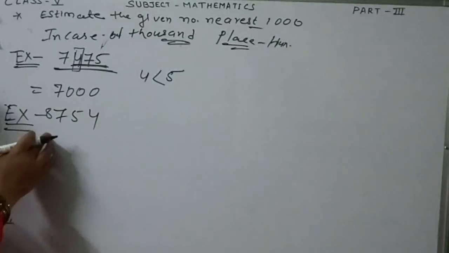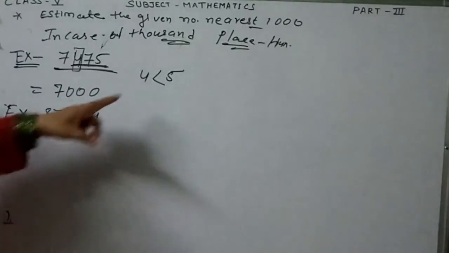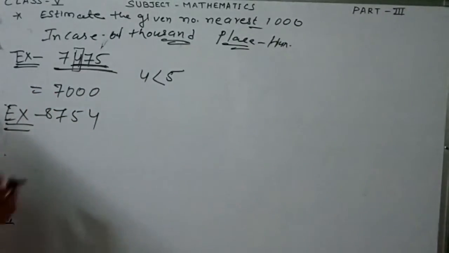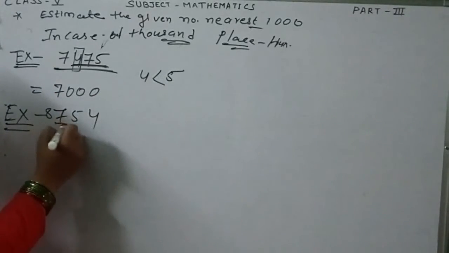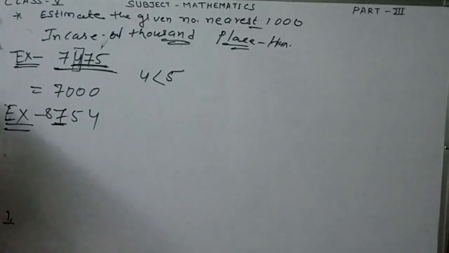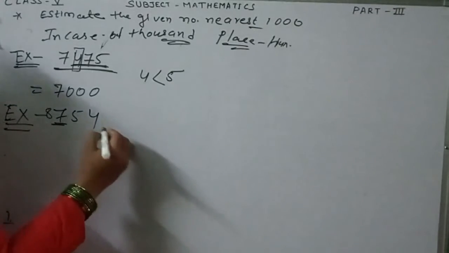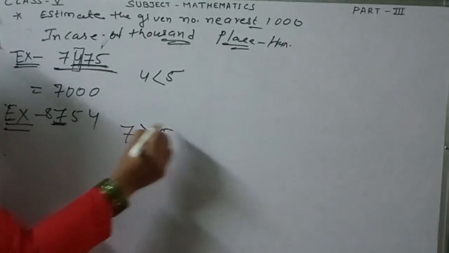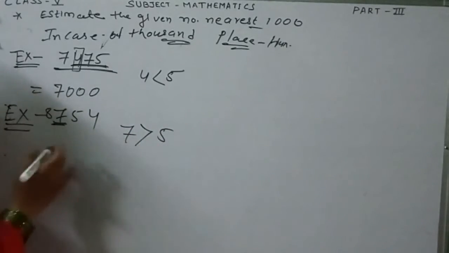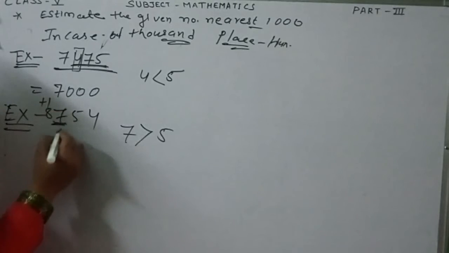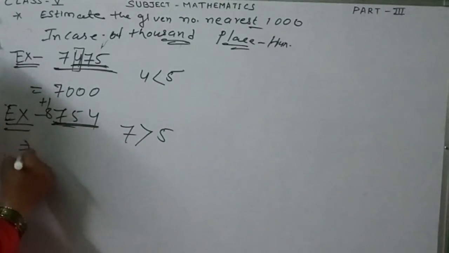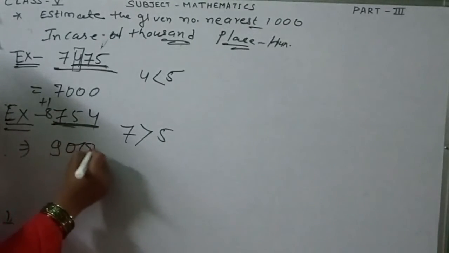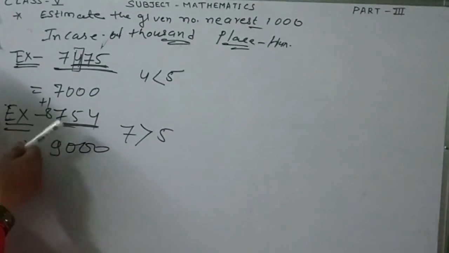Okay. And you have to find the estimate value to the nearest 1000. In that case, you have to check the place value of 100. What is the digit in the hundreds place here? 7. 7 is greater than 5. If it is greater than 5, it will give one more to the next digit, and the remaining digits will be 0. So 8 plus 1 is 9, and the rest will be 0. So what is the estimate value of 8754? It will be 9000.